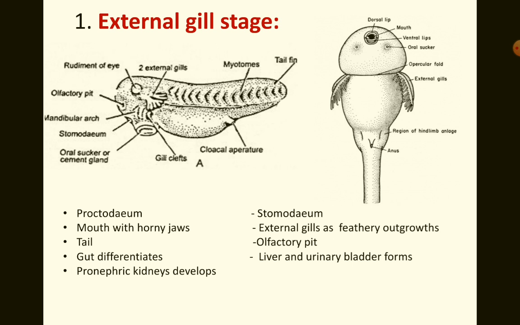The gut becomes much elongated and coil-like. This causes bloating of the abdomen, and it gets differentiated into pharynx, esophagus, stomach, and the intestine. Liver and urinary bladder also get formed, and the pronephric kidneys become fully developed and functional. These are the changes that we see during external gill stage.